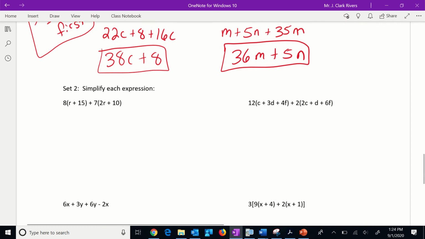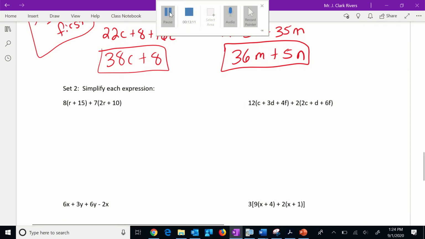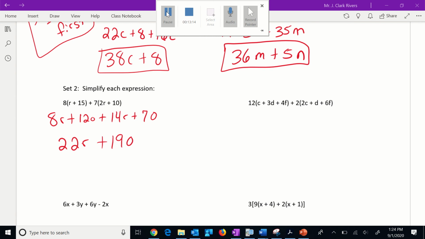Set 2, simplify each expression. All right, try these on your own. I'll put the answers up here shortly. Pause the video now. Remember to distribute first.